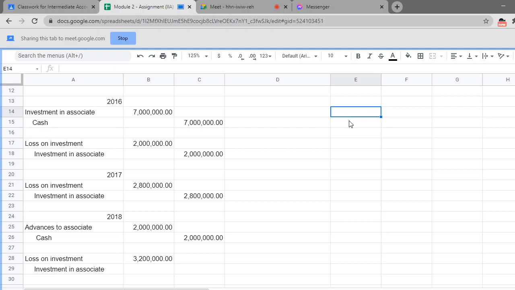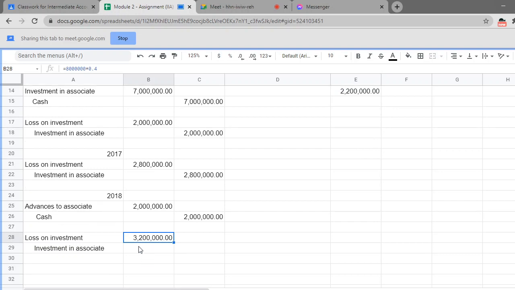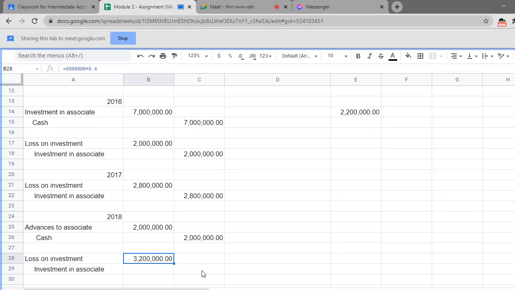So if our investment was originally 7 million, and it was reduced by 4.8 million because of the loss, therefore we only have 2.2 left that we can absorb. But looking at the 2018 financial statement, what we need to absorb is 3.2 because that's our share, 40%. But what we can only absorb is 2.2. We cannot have a negative investment. So 2.2 is all we will credit there, and not the 3.2.